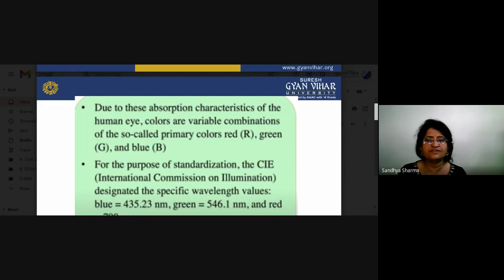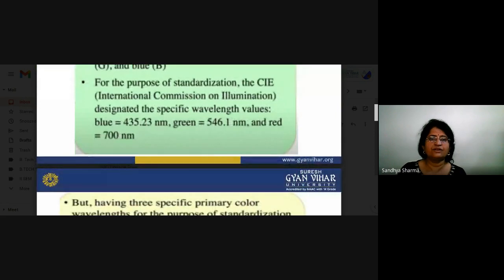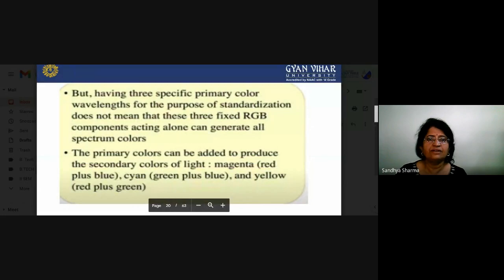For the purpose of standardization, the CIE, the International Commission on Illumination, designated specific wavelength values. The wavelength of blue is 435.8 nanometers, green is 546.1 nanometers, and red is 700 nanometers. But having three specific primary color wavelengths for the purpose of standardization doesn't mean that these three fixed RGB components acting alone can generate all spectrum colors.